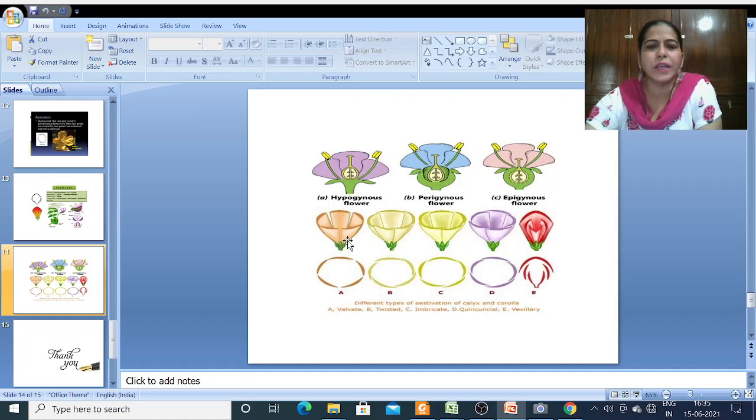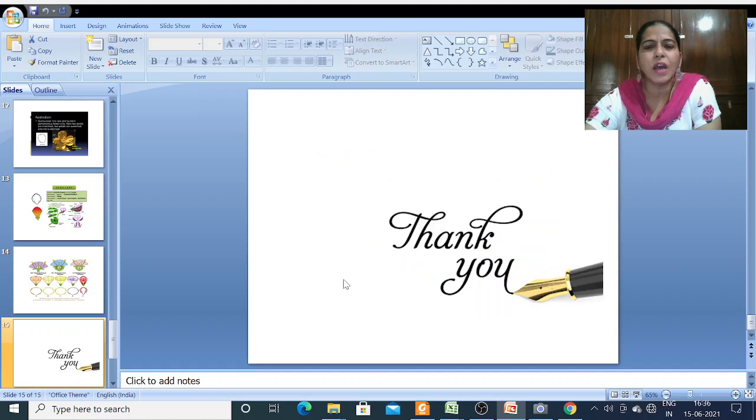So we have a quick recap of what we have done. This is valvate, this is the twisted one, imbricate, quincunxial, and here is vexillary. I hope all of you have understood the types of estivation.